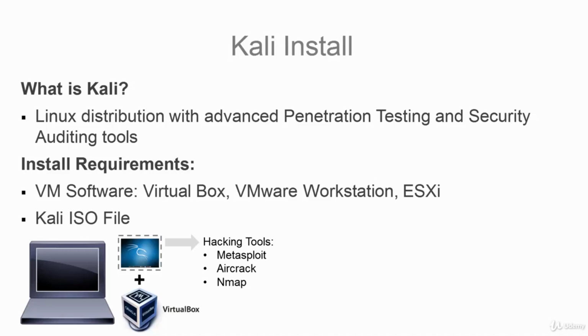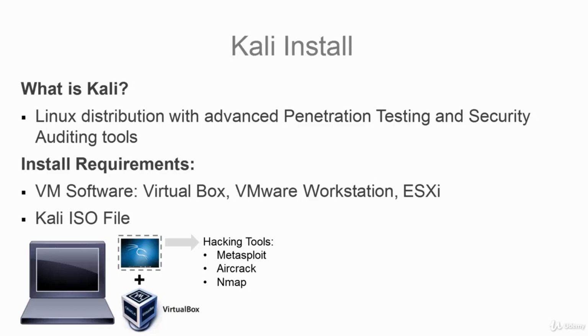I happen to use VMware Workstation for my VM software, but it is licensed and not free. If you want a free VM software application, you can run things like VirtualBox or ESXi. I'm going to show you how to install the VM software VirtualBox since it's free, and then once we install VirtualBox, we'll download the free Kali ISO file, install it, and get you up and running with Kali Linux so that you're ready to start playing around with hacking tools.